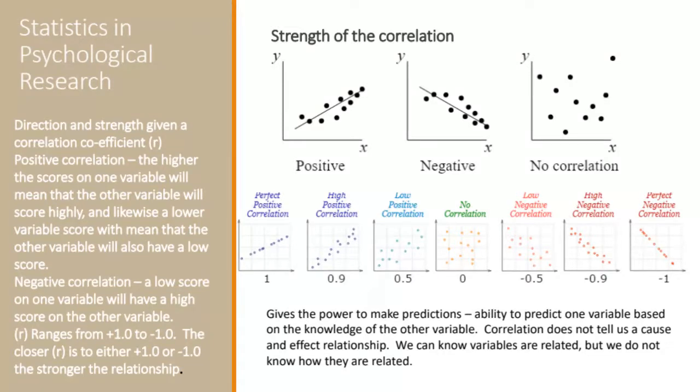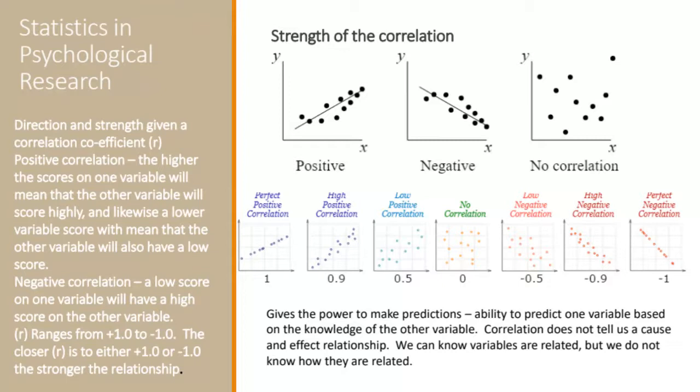A perfect positive correlation is where it's a straight line, all those dots sitting on the straight line, and that is 1. Our correlation goes from 1 to -1. So a perfect positive correlation is 1, and a perfect negative correlation is -1. Those are the two ends. And in the middle, 0 means there's no correlation.